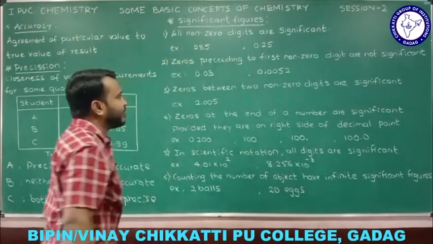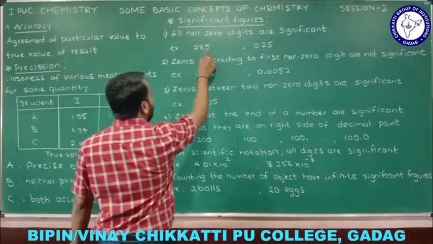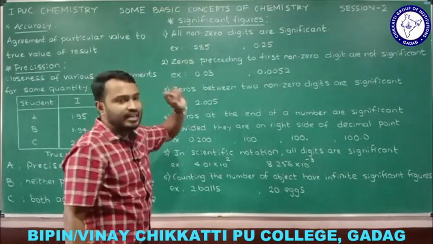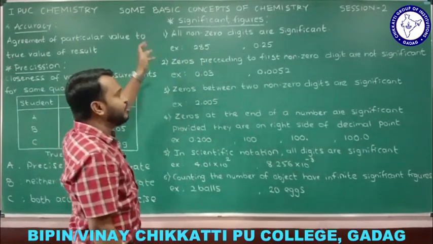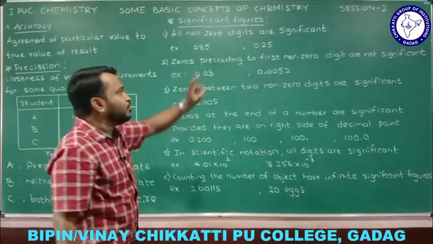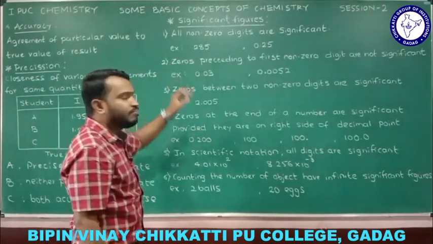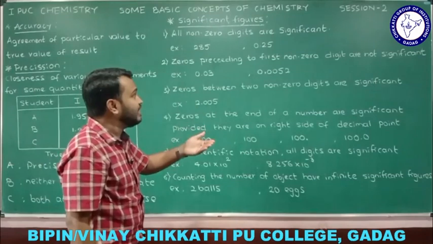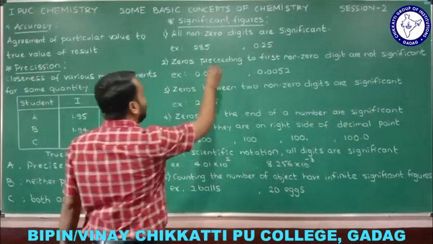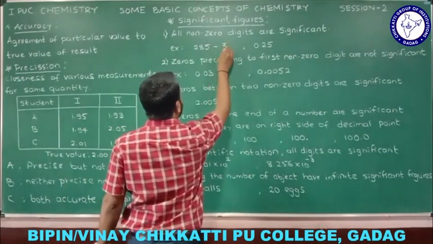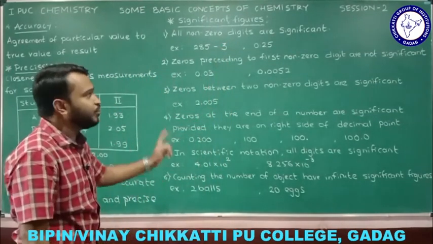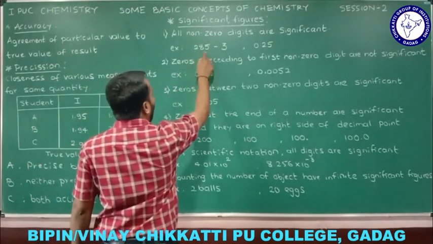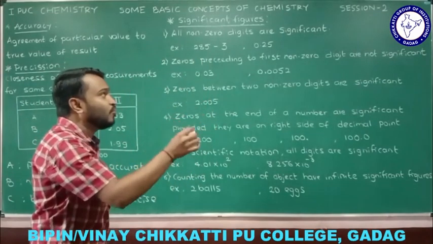We'll see the example. The example I have considered here is 285. Now we'll see how many significant figures are there in 285. According to the first rule, all non-zero digits, 2, 8, 5, all three are numbers between 1 to 9, or we can say they are non-zeros. And all non-zero digits are significant here, therefore the number of significant figures in 285 is 3. Why is the significant figure count 3? Because in 285, all three are non-zero digits.